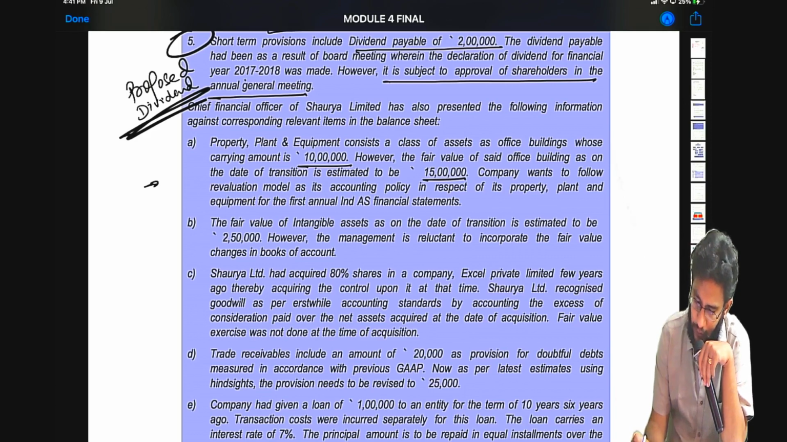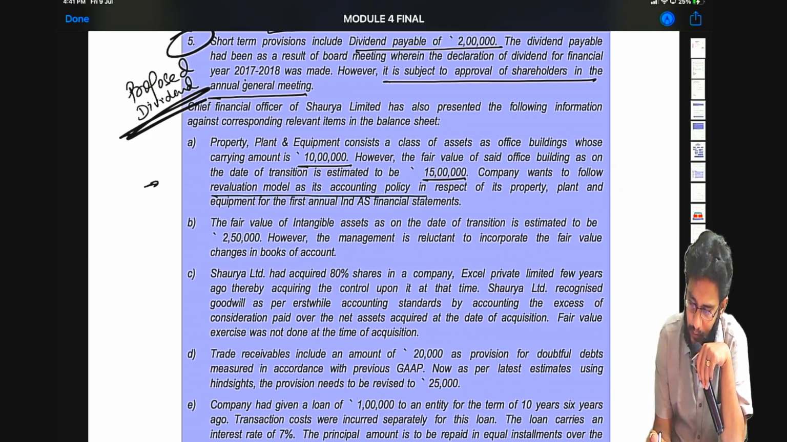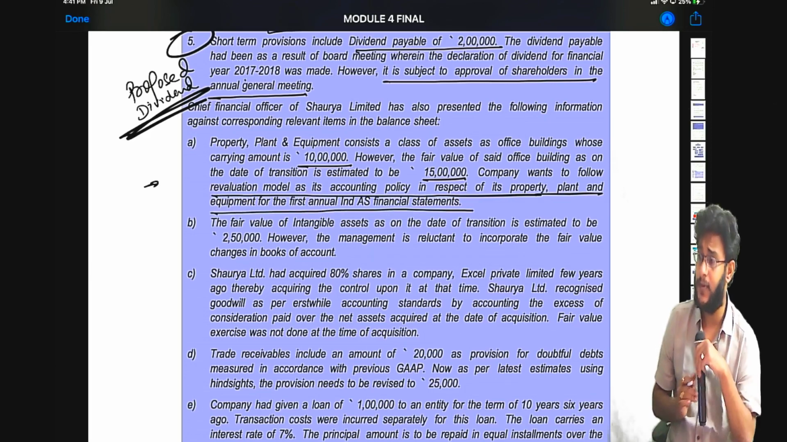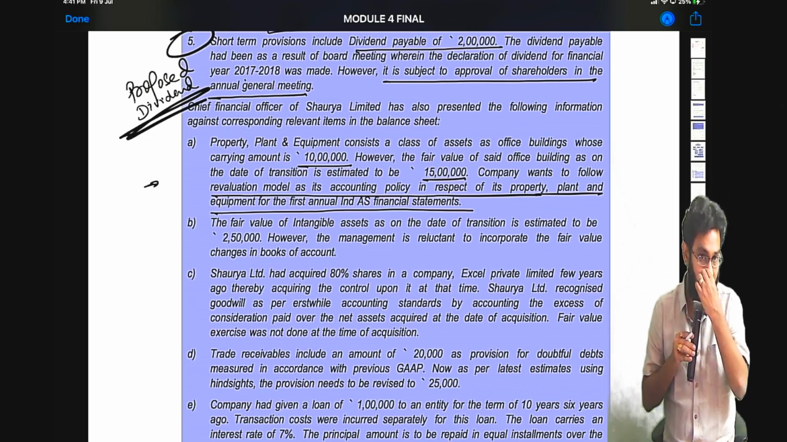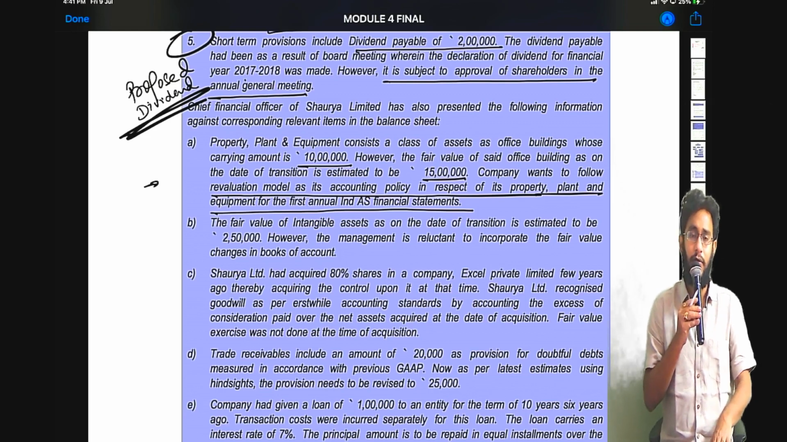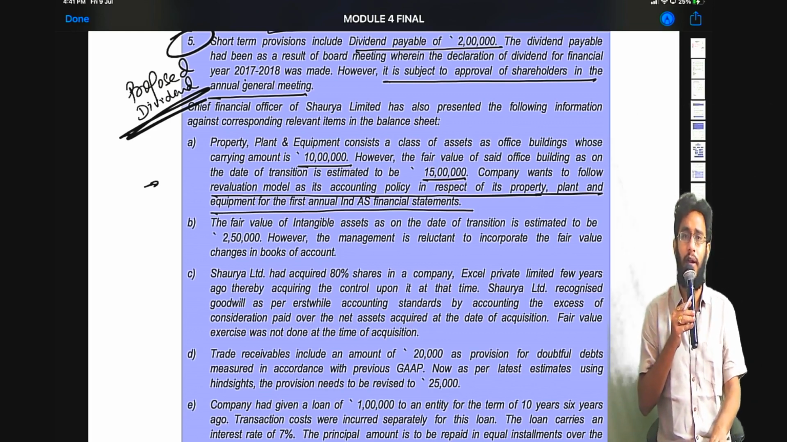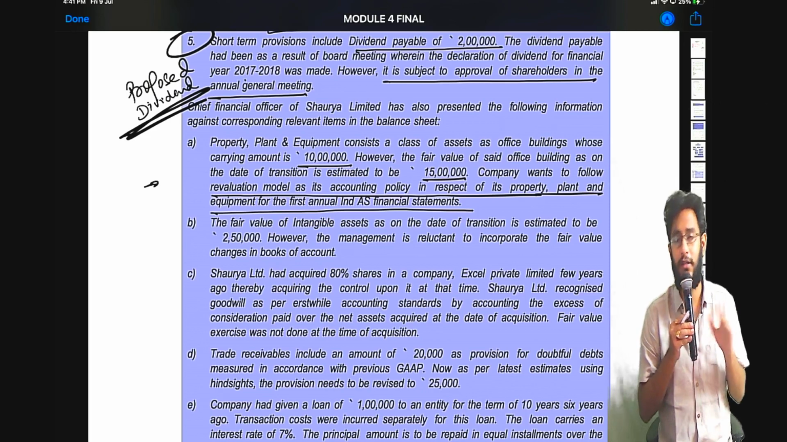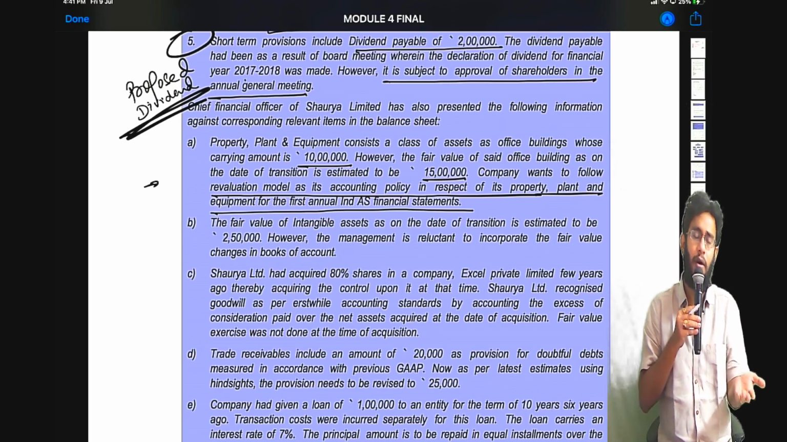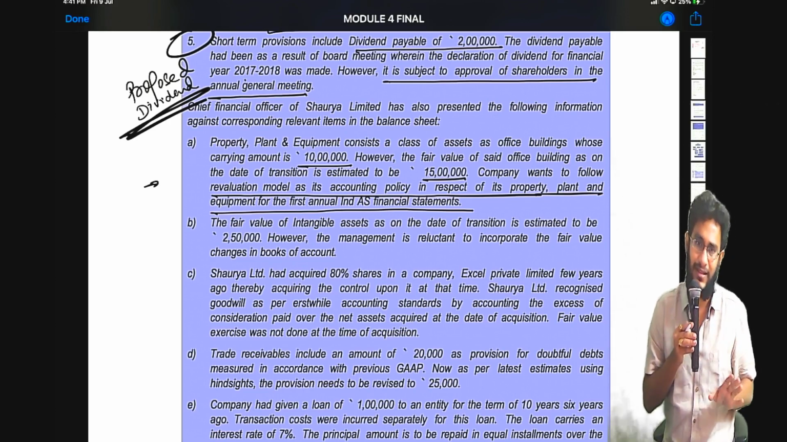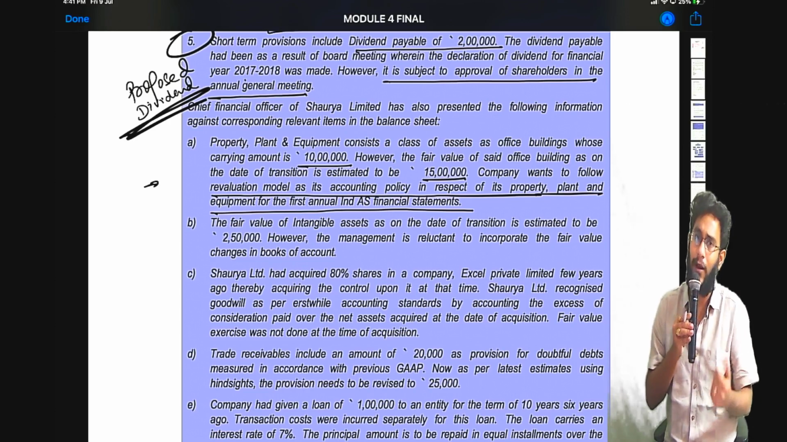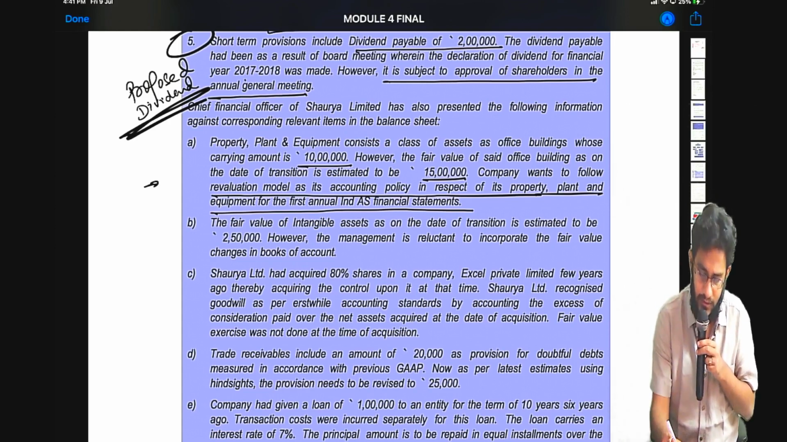The company wants to follow the revaluation model as its accounting policy in respect of its PPE for its first annual Ind AS financial statements. So what do they want to do? From the 10 lakhs carrying amount, they want to update it to 15 lakh rupees. Sir, can I do that, sir? Of course you can do. On the transition date, you have three options: apply Ind AS retrospectively, do fair valuation, or bring forward the carrying amount as it is. Correct? So in respect of this 10 lakhs office building, they want to do fair valuation. All you have to do is add 5 lakhs.